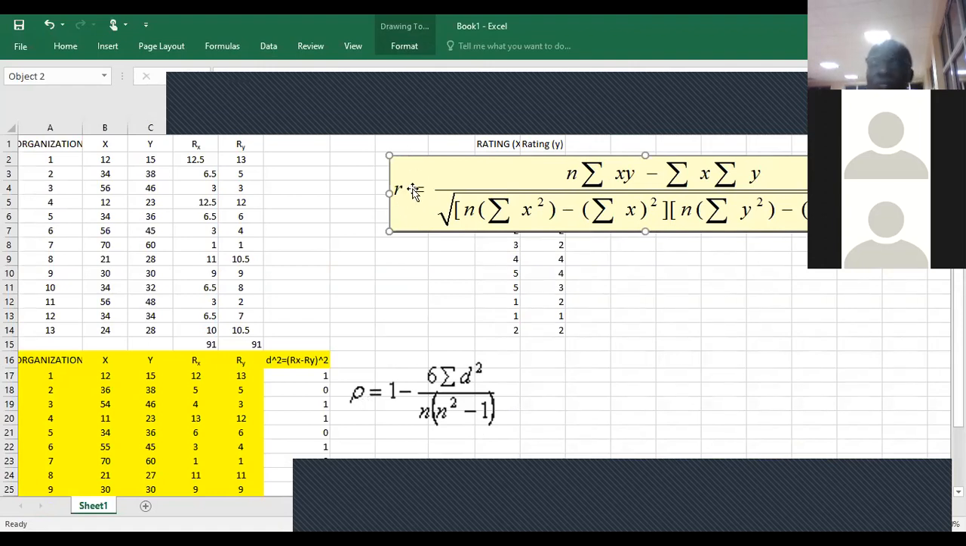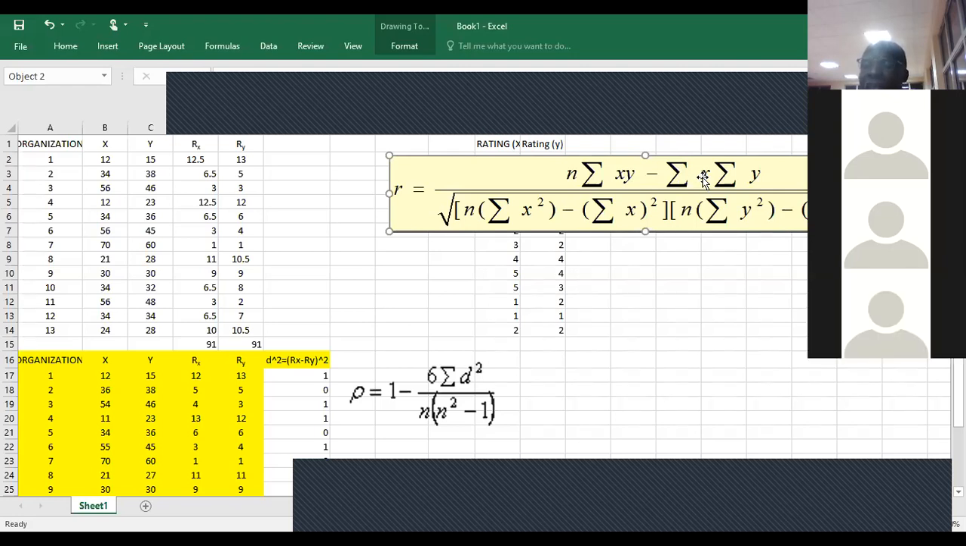Row equals, let's write the numerator: N sigma R of X. You're seeing this R of X here. Place it where X is here, times R of Y. Just write R of X, R of Y. Minus sigma, what is here? Where I'm pointing? R of X. And here? R of Y.